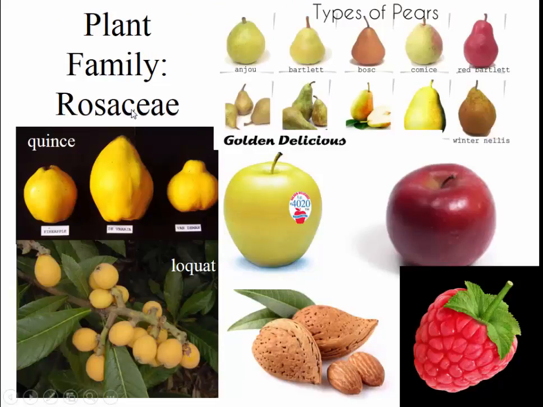The rose family, known for producing a variety of fruits, including the quince, the loquat, almonds, which is actually a seed, raspberry, which is a multiple fruit, apples, as well as the variety of pears that are now coming into season.